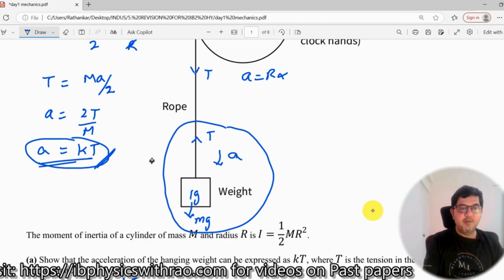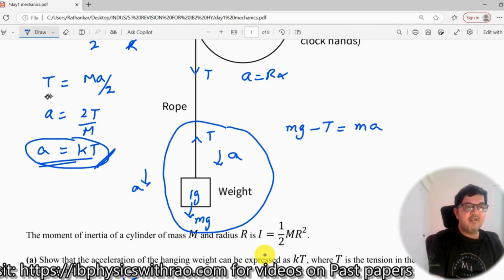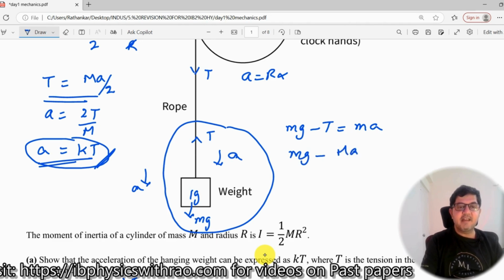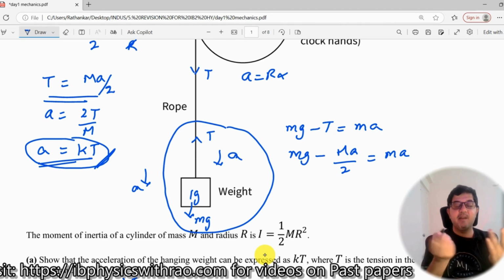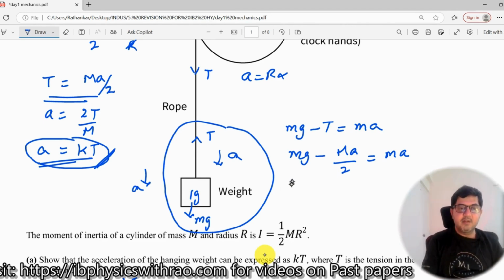Since it is moving downward like this, I can write mg minus t is equal to ma. Now I need the value of a here. I already have t is equal to capital Ma by 2. So I will substitute: mg minus capital Ma by 2 is equal to small ma. Remember this, otherwise you would have substituted this capital Ma here and written 3Ma by 2, which would be completely wrong. So mg is equal to M by 2 plus m multiplied by a.